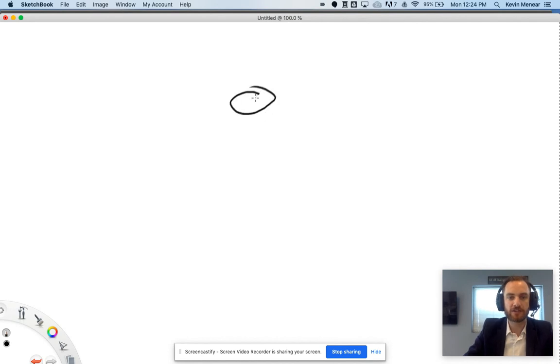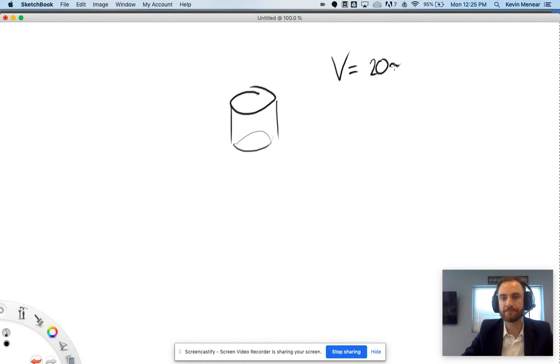Let's say I've got a cylinder, and I say that the volume of the cylinder is, let's say it's 20 pi. I keep it in pi, inches cubed. And I tell you that the radius of that circle on the base, that radius is 2 inches. And then I ask you to find the height. Well, how could I do this?